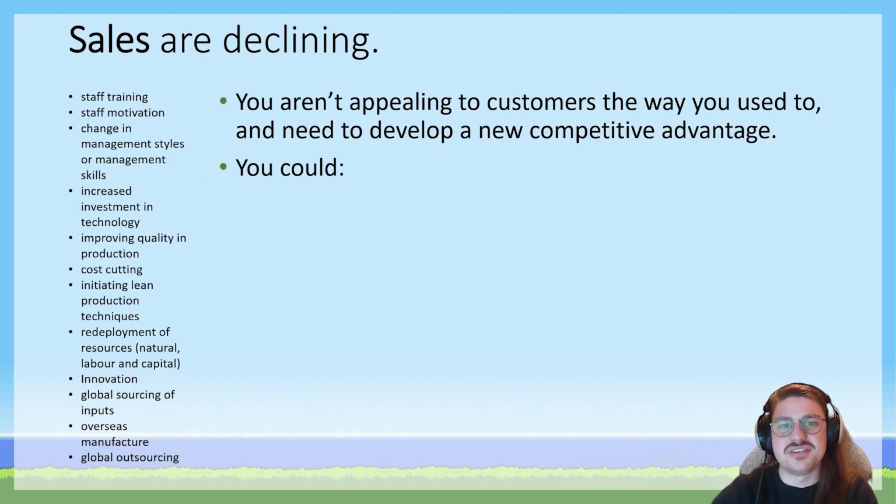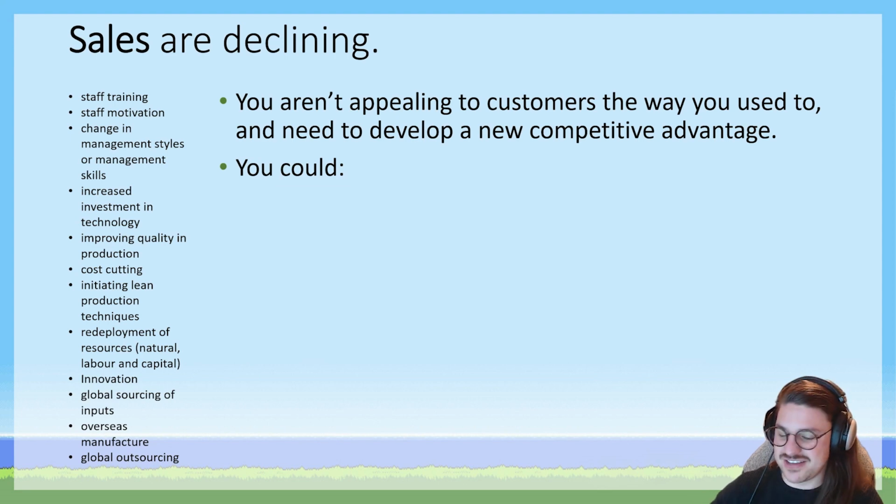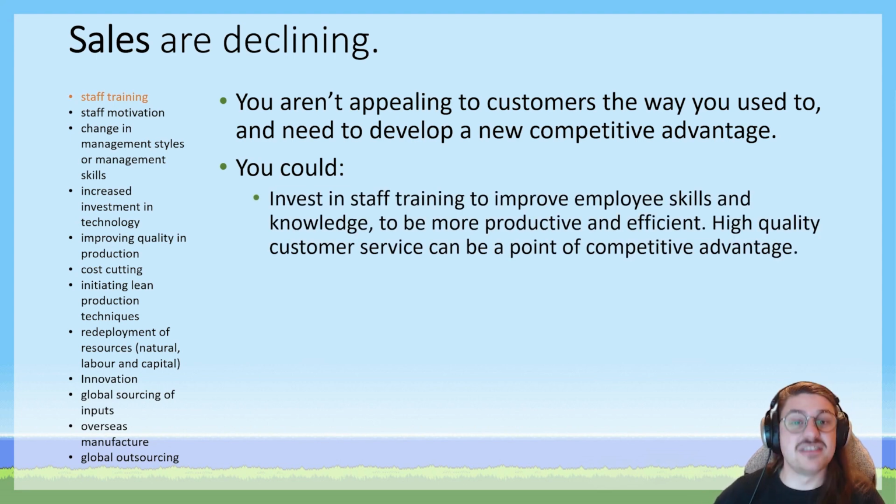Let's say in your business, sales are declining. We don't really know why sales are declining. You haven't been given that information in this case study, let's say. But what you do know is if sales are declining, it represents that for whatever reason, your business isn't as appealing to customers, or your product isn't as appealing to customers as it used to be. So you're going to have to be more appealing, which in this case, we're going to say means that you need to develop a competitive advantage. We could, and here along the side of the screen are all of the strategies named in this key knowledge point, we could invest in staff training.